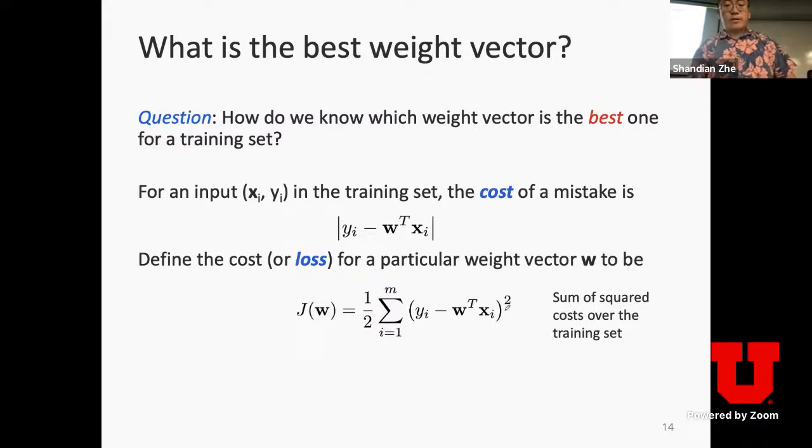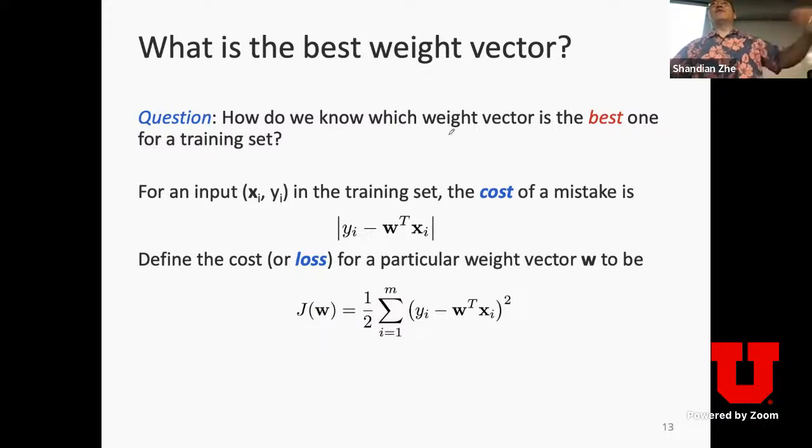And for convenience, a very commonly used cost function is called the square loss function, which is just to take the square of the cost and sum over all the training examples. And then we use this number to quantify how well your linear regression model fits the data.